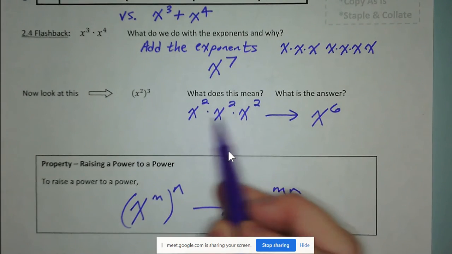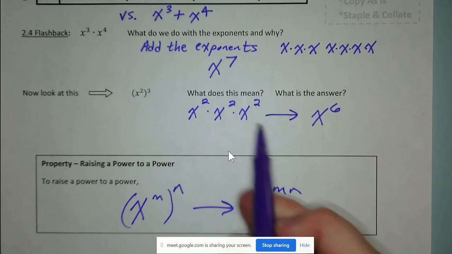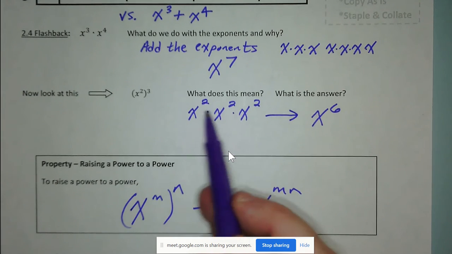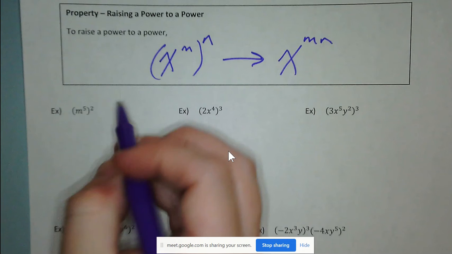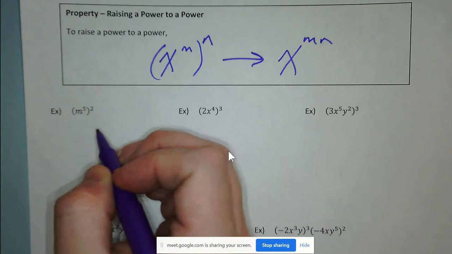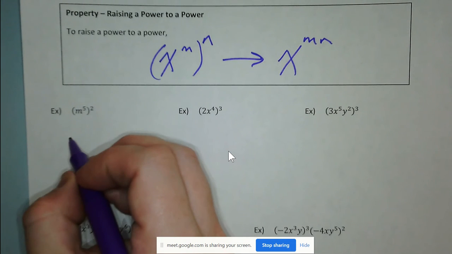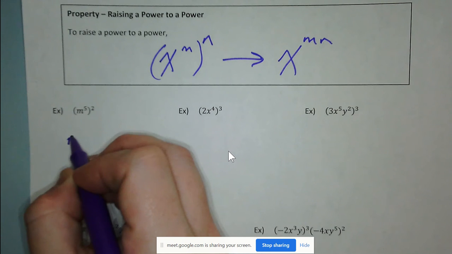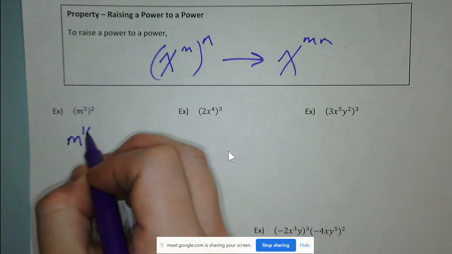And this is sort of why that shortcut works, because if you just expanded it all out. So this basic example, Lucas, what would this be? M to the 5th to the 2nd. M to the 10th. Perfect.